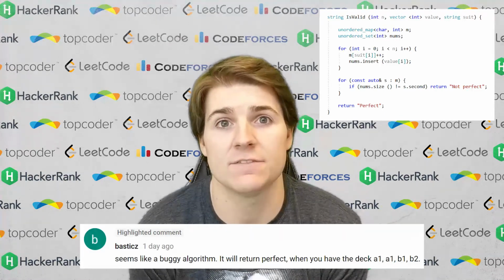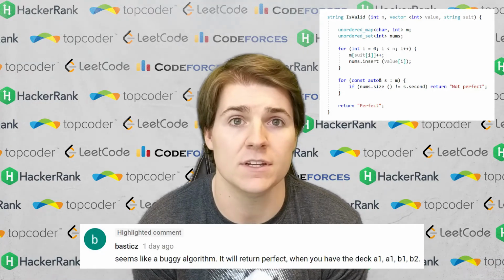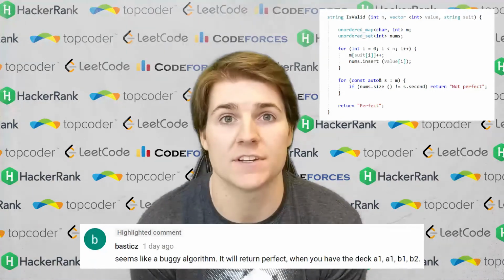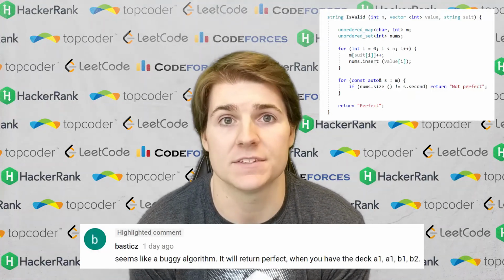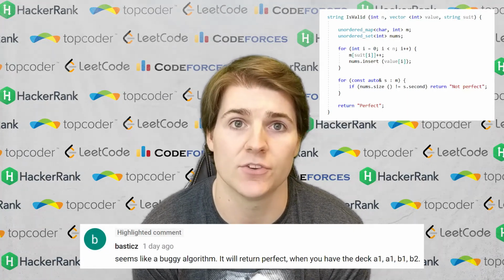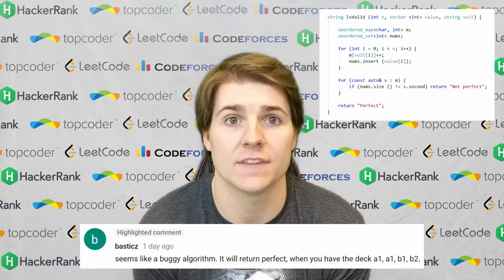That's because if you have, for a given suit, the correct number of cards, but those cards aren't unique, it will pass the system test, but technically that's a test case that breaks the criteria that the problem sets out. So the way you can deal with this is by not only checking the number of cards per suit, but also that each of the values of those cards is unique. So thank you, Bastic Zed, for pointing that out.